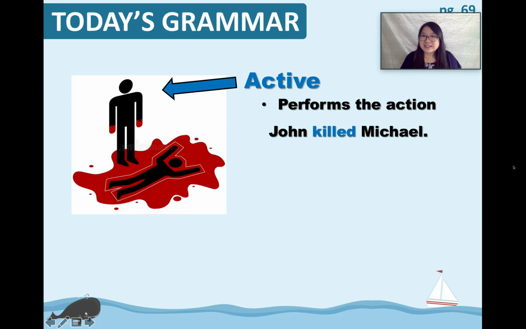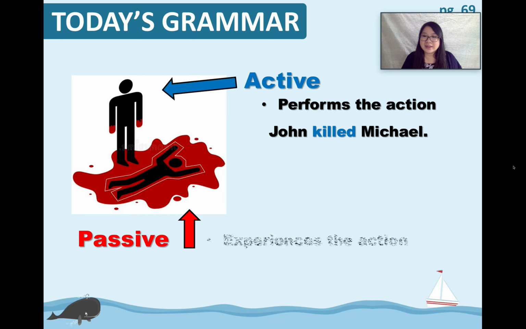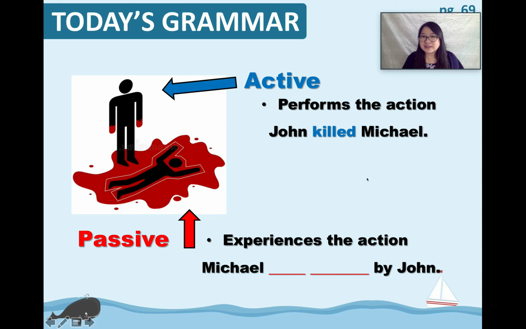If we look at the victim, we can see the passive voice. The passive voice shows that something happened to a person. They are the person who experiences the action. We can also use the passive voice to talk about an object, because an object cannot do an action, right? So, for example, Michael by John. Do you know how to complete this sentence? Very good. Michael was killed by John.